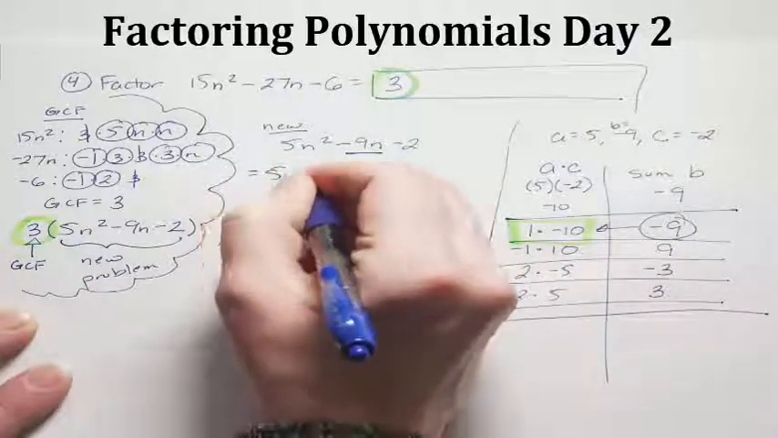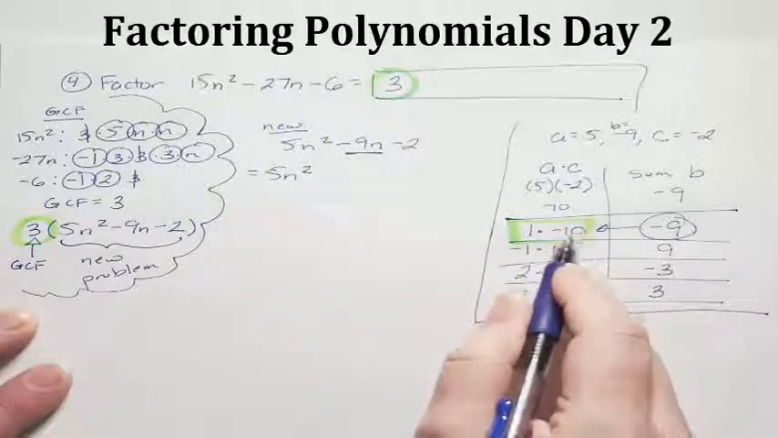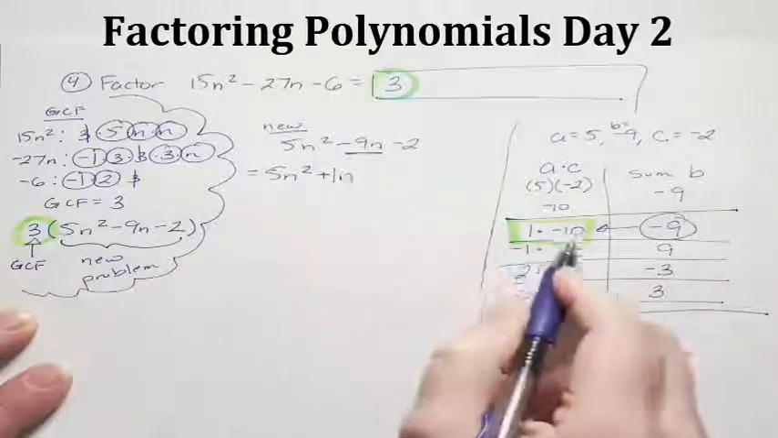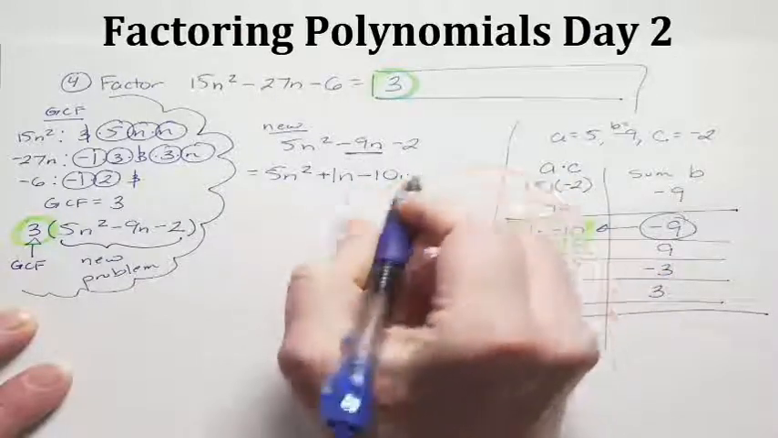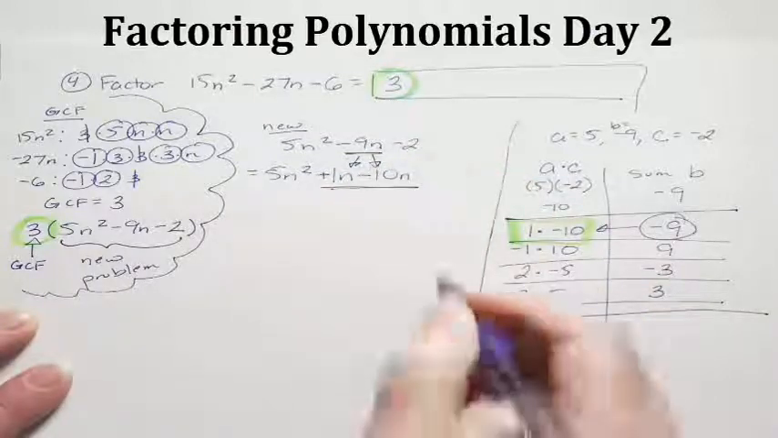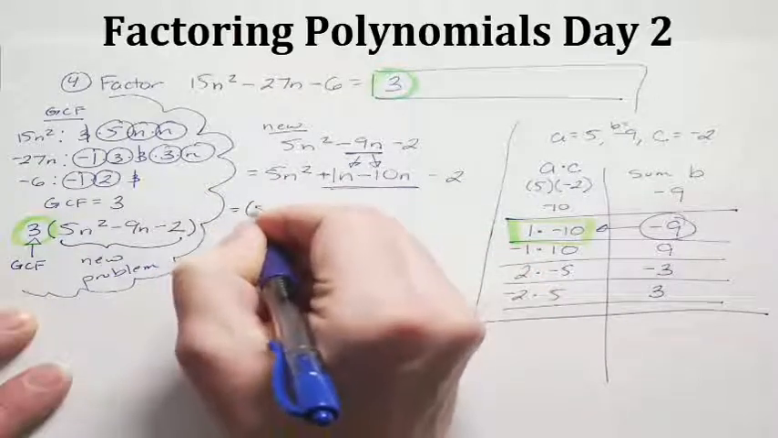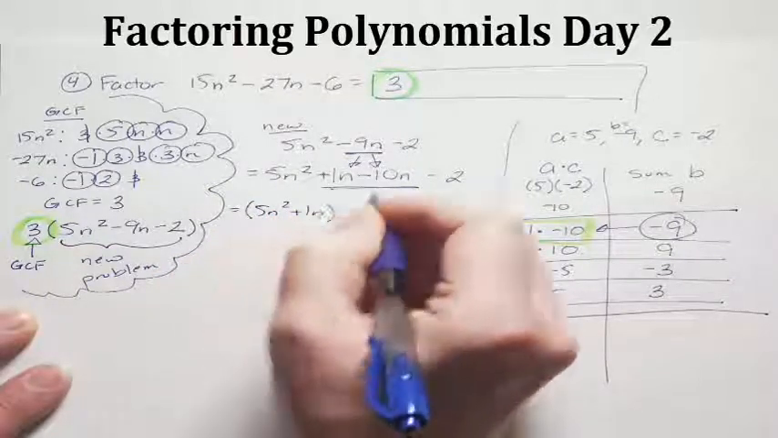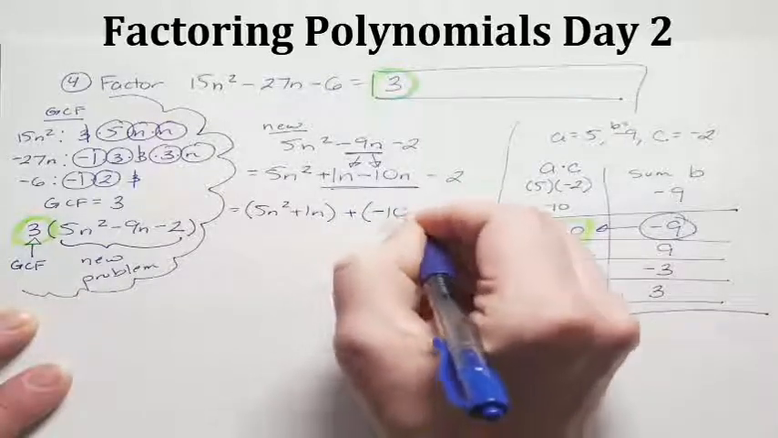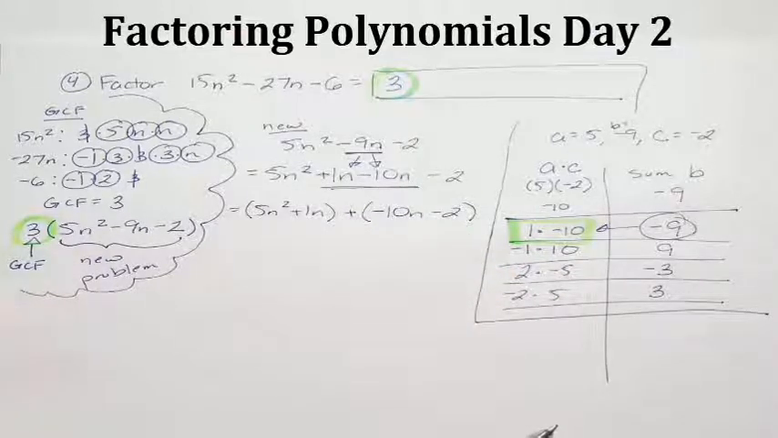So that is still a 5n squared. I'm going to rewrite negative 9n as a positive 1 and a negative 10. So here's my positive 1n, because we're dealing with n's, and now a negative 10n, because we're dealing with n's. This is how I chose to rewrite negative 9n, and that's still a minus 2. Now that I have 4 parts, I can group. The first two get grouped into the first parenthesis. I have to have a plus sign. And these last two get grouped into the last parenthesis. Since that was a negative 10, this is still written as a negative 10.